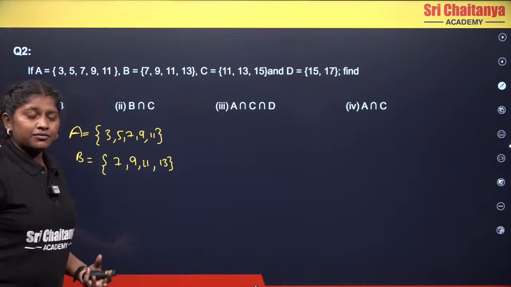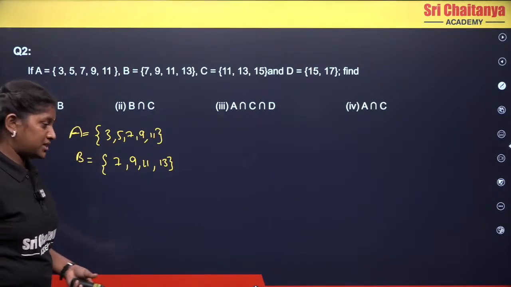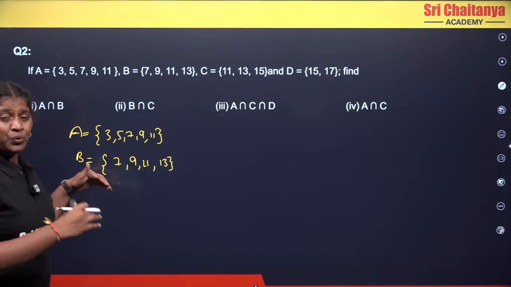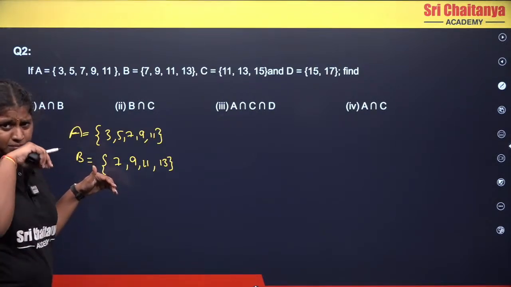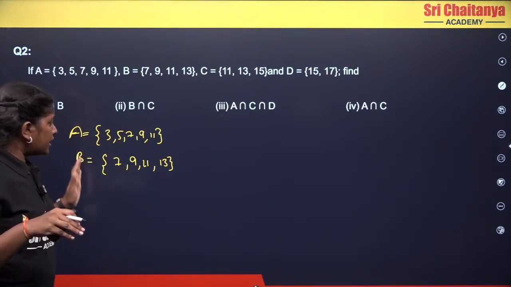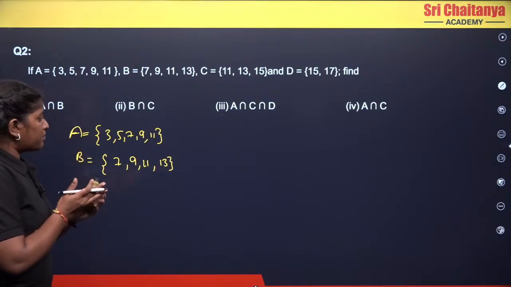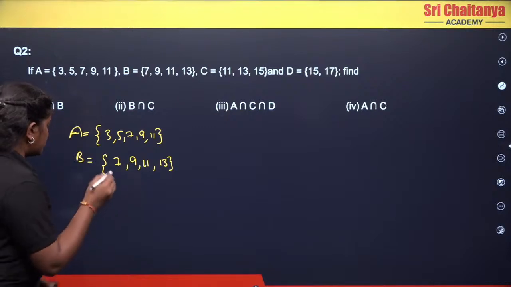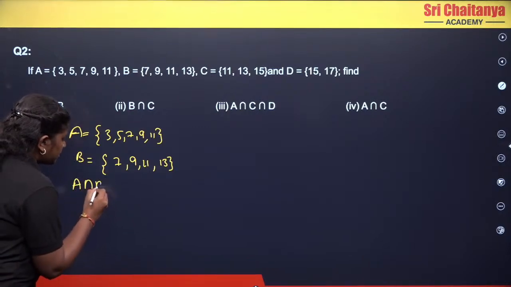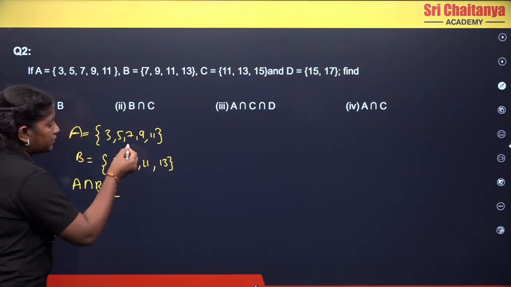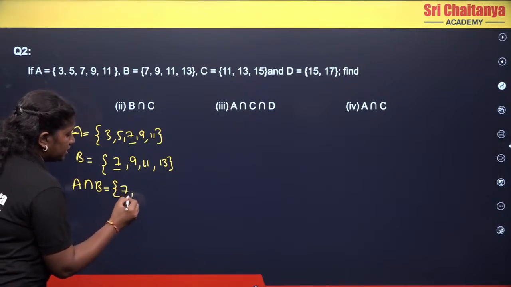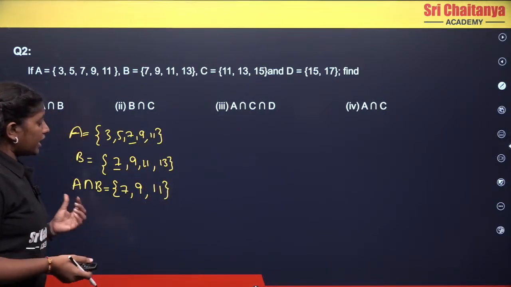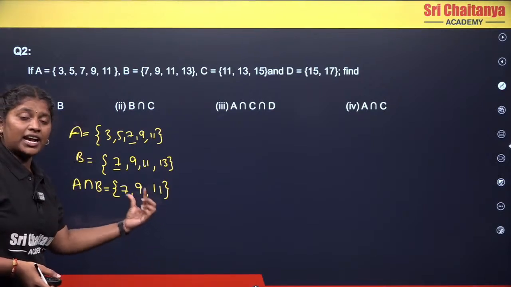If you are getting confused about how to find the intersection, simply write one set below another set. Don't write in the horizontal way; you can write in the vertical position of the sets. From there you can clearly find the common elements between those sets. So for A intersection B, clearly 7 is the common element, 9 is the common element, and 11 is the common element. So our A intersection B will become 7, 9 and 11.